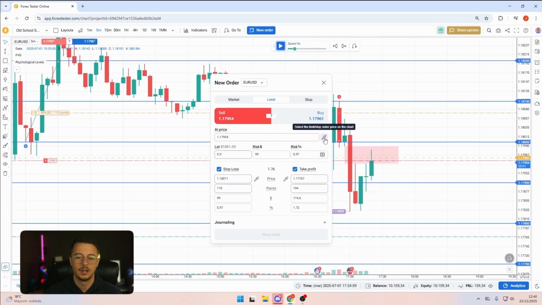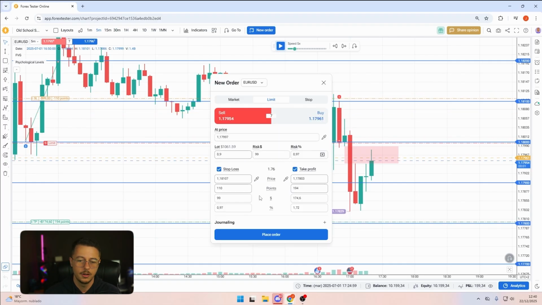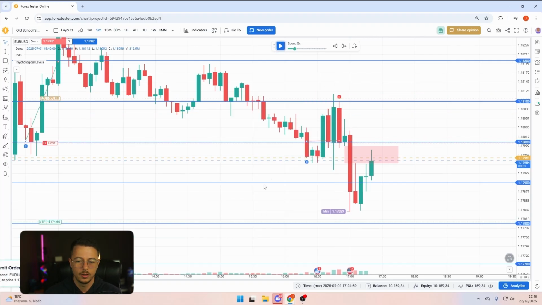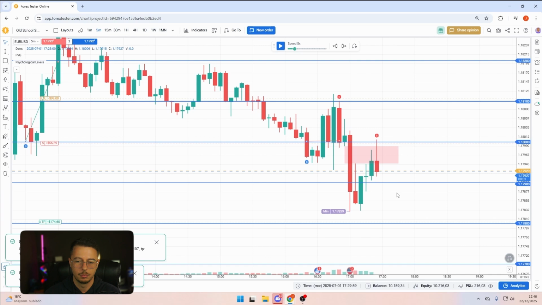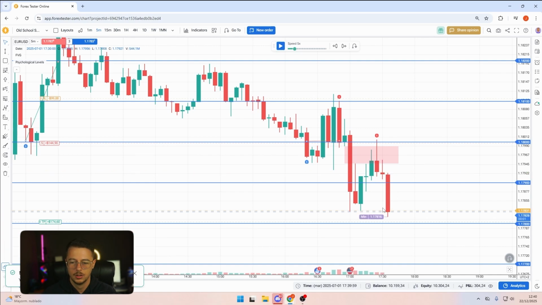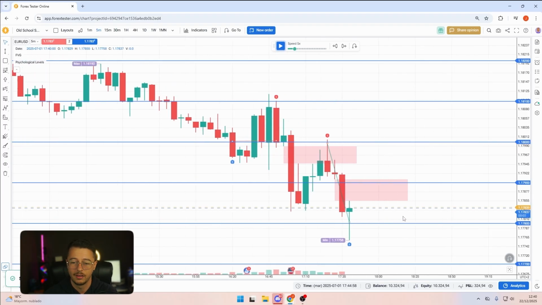So we'll be entering our sell limit just here with our 1%. And there we go. Let's see if the price continues down. There we go. Let's hit our 1-to-1. So we're going to take our stop loss and put it just in front of the entry. And there we go. We hit another take profit.